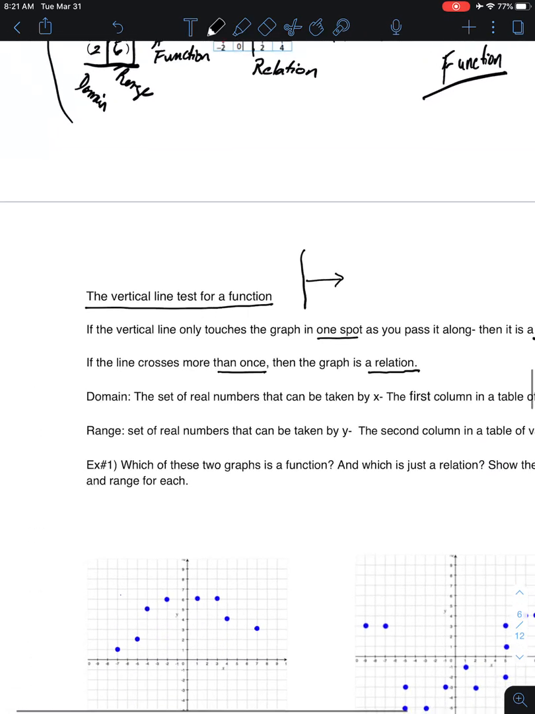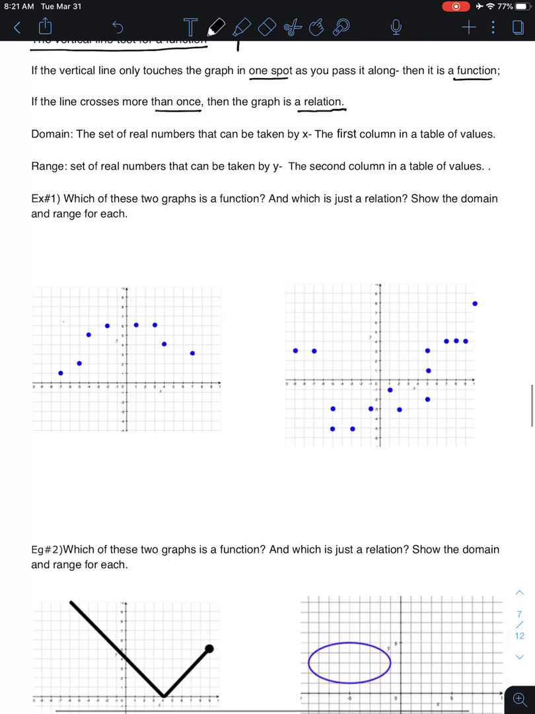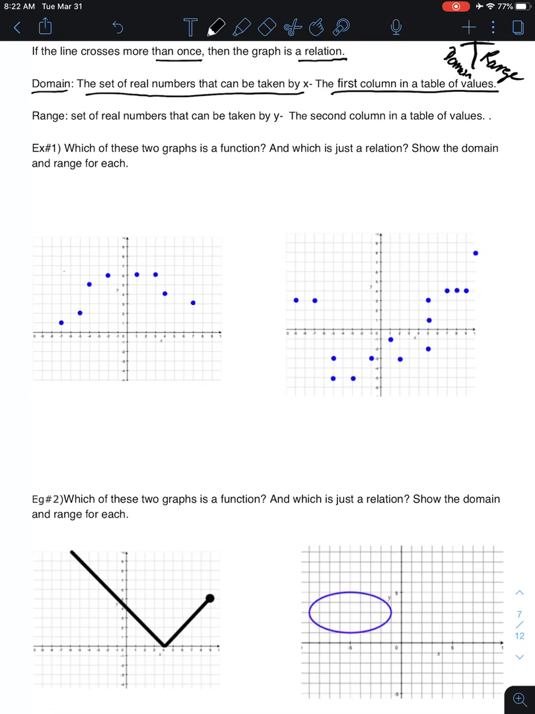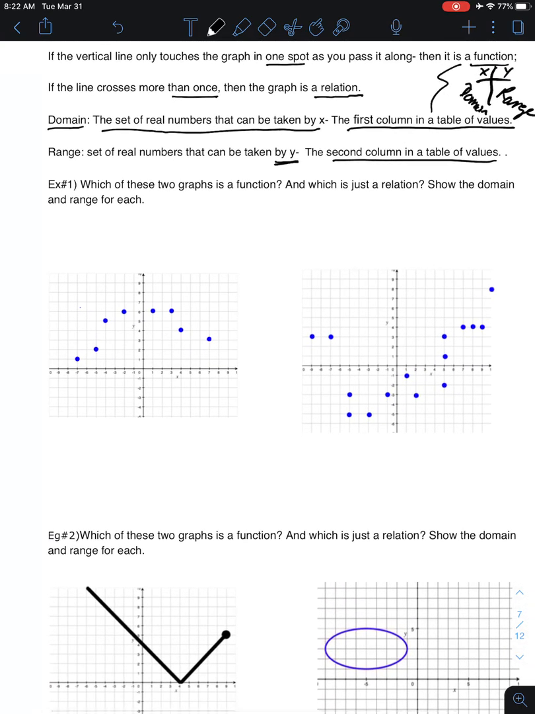All right, just a bit of review of what domain and range are. So domain, the set of real numbers that can be taken by x. And in a table of values, it is the first column. So if I have a table of values here, these are x, these are y, this is my domain right here, and this is my range. And the range, the set of real numbers that can be taken by y, and it's the second column as I illustrated up here.